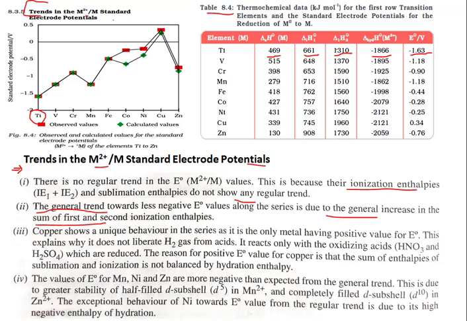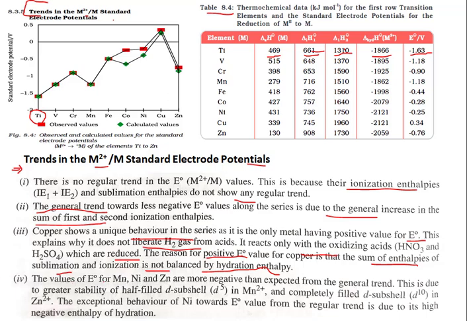Copper shows unique behavior, already discussed. It has a positive E0 value, and that's why it cannot liberate hydrogen gas on reaction with acids. It reacts only with oxidizing agents such as HNO3 and H2SO4, which are reduced. Again, why does it have a positive value? That is because the sum of enthalpies of sublimation and ionization is not balanced by hydration enthalpy. Okay, this we have already discussed.